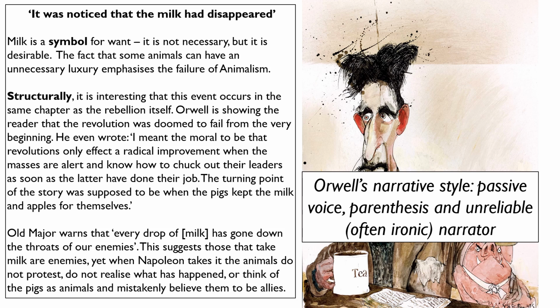If the leaders of the rebellion have got what they want, people need to know when to remove those leaders once those leaders have done their job. Old Major warns in chapter 1 that every drop of milk has gone down the throats of our enemies. Now that suggests that those who take milk are enemies. And yet when Napoleon takes the milk, the animals don't protest. They don't really realise what's happened, or they think of the pigs as animals and mistakenly believe them to be allies.